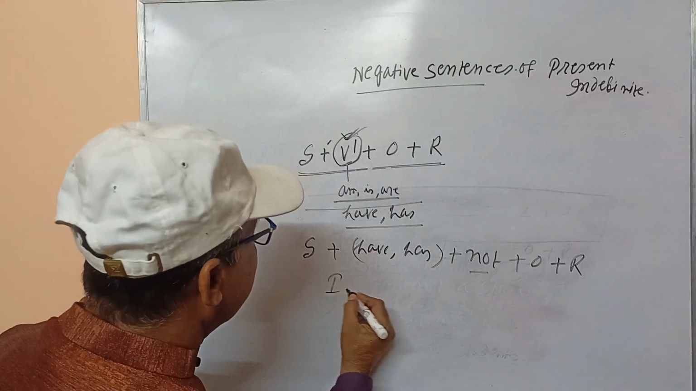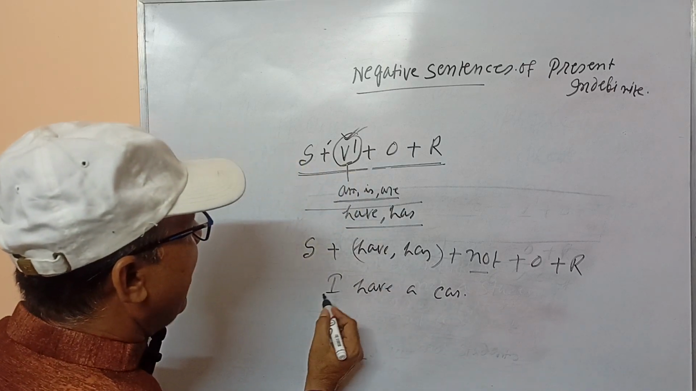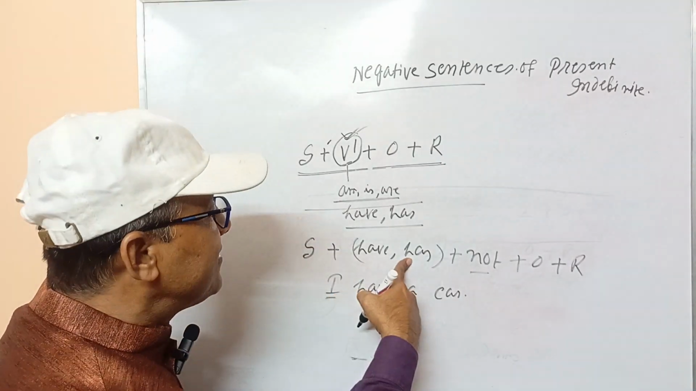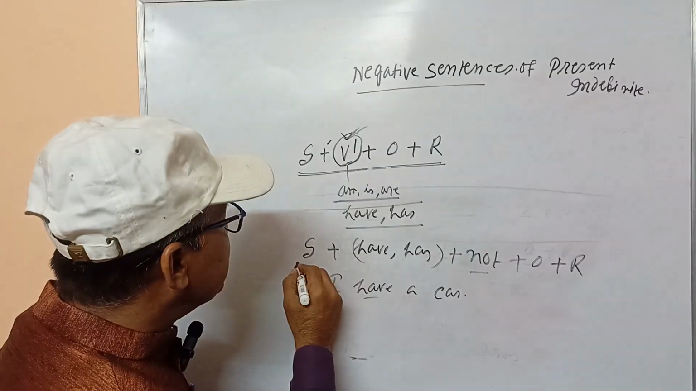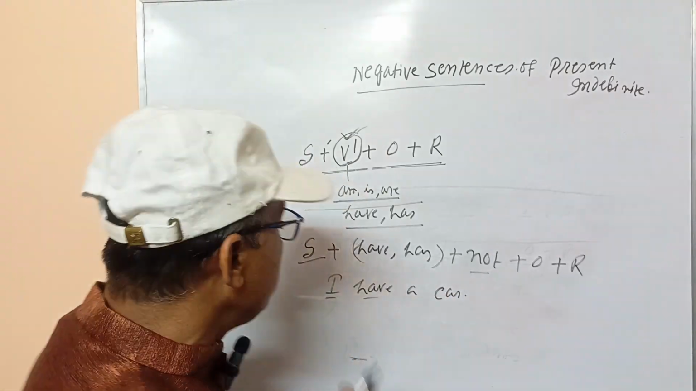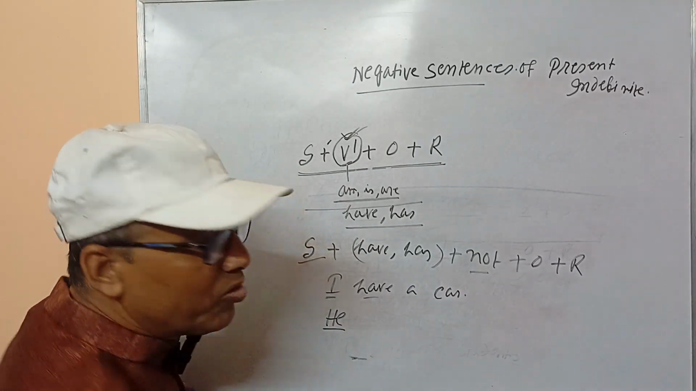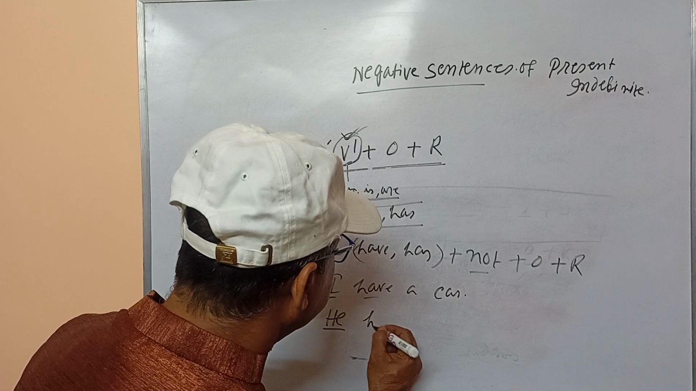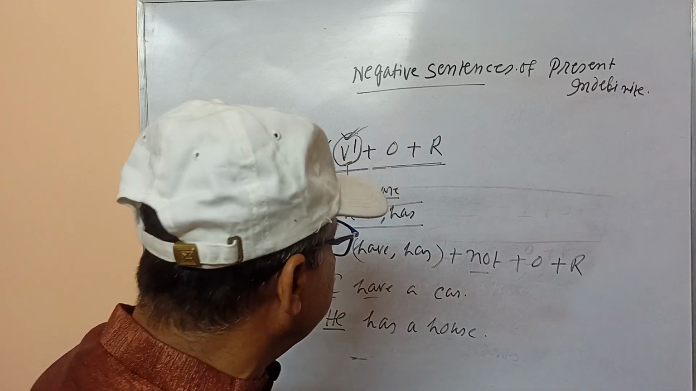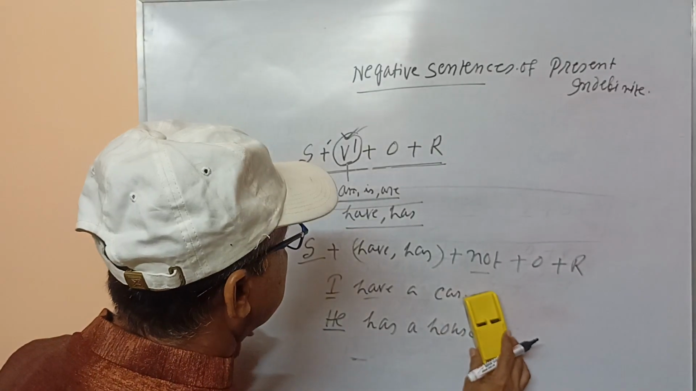For example, I have a car. See, according to the subject I have used have. Where we should use have and where has, you have to decide according to the subject or the person. So I have a car, or he, third person singular number. In case of third person singular number we use has. He has a house or he has a car. And if you want to increase, he has a house in Kolkata. These are the affirmative sentences.